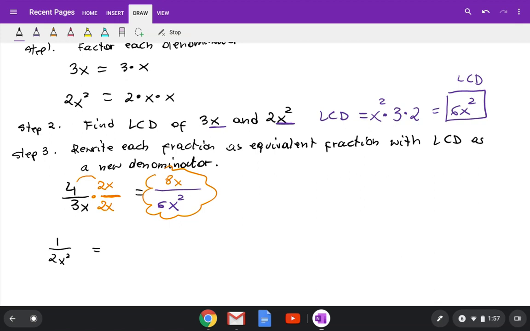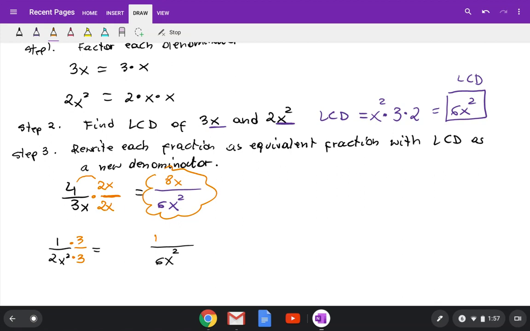Build an equivalent fraction with denominator equal to 6x squared, because this is our LCD. Same idea, look what happened. We already have x squared, so it's good, but we need 6. Originally we have 2, so we need to multiply the denominator by 3 to get 6x squared. Since I multiply the bottom part by 3, I also need to do that on the top. So I'm building an equivalent fraction.